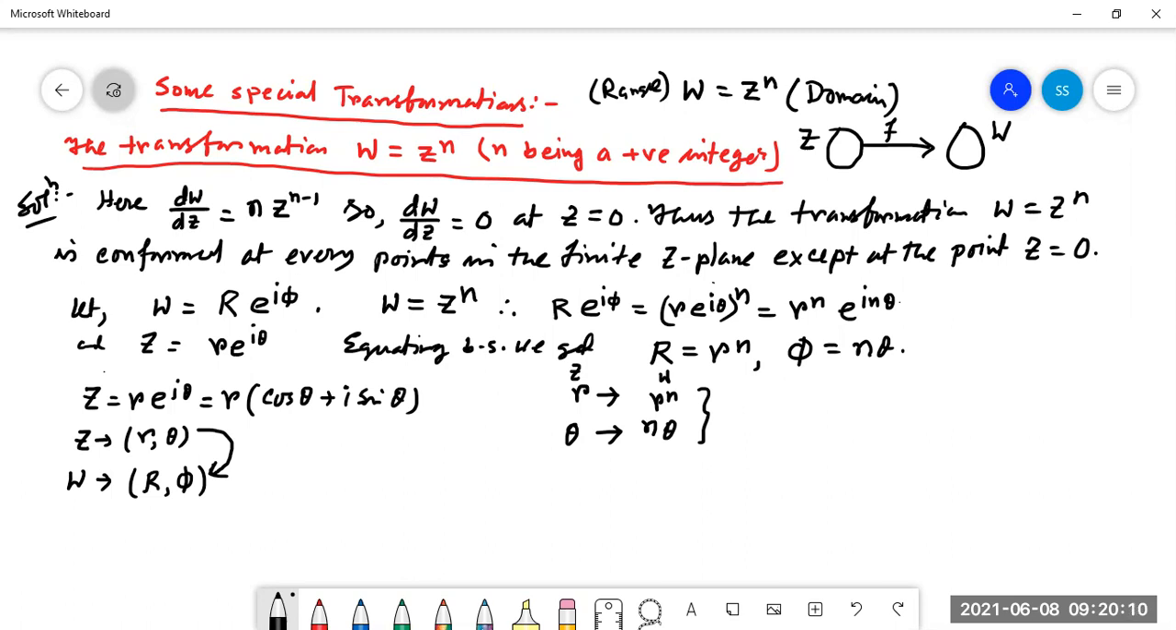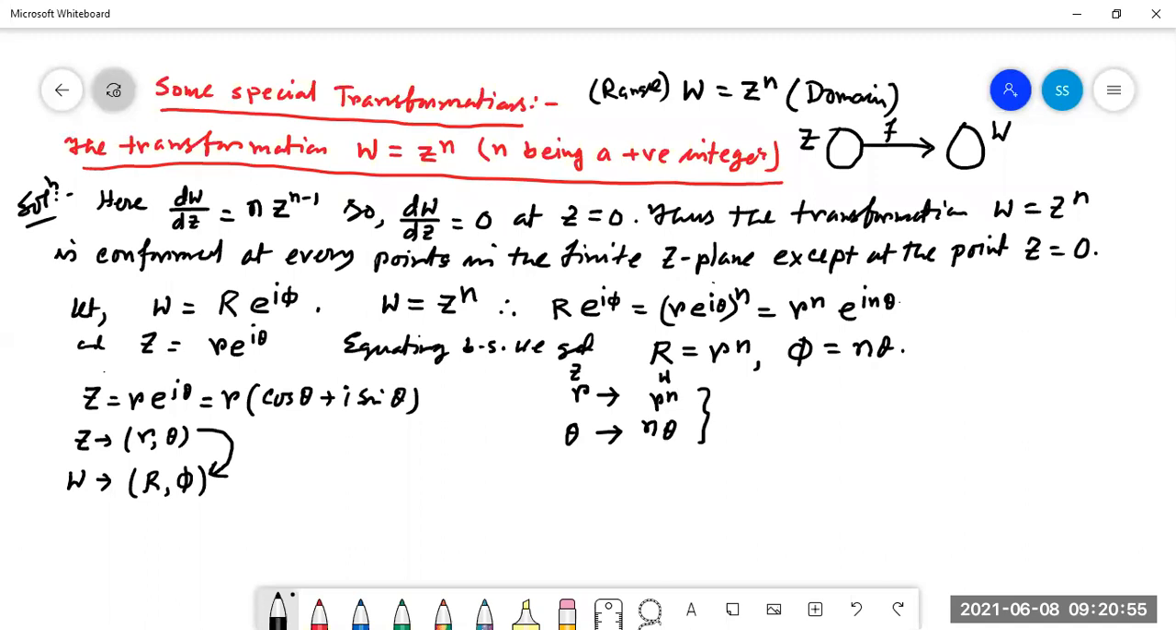So after transformation, from the z plane to the w plane, in the z plane the coordinate was r theta. After transformation, in the w plane, the coordinate should be R phi. So r theta is given. With the help of this transformation, we have to find the value of R phi. R theta is given with some relation. We have to put the value of r theta and capital R, small phi, and then make the relation between capital R, small r and phi, theta. Is it clear?